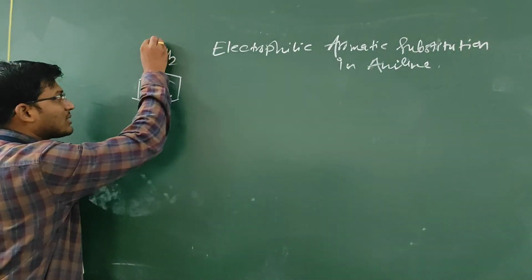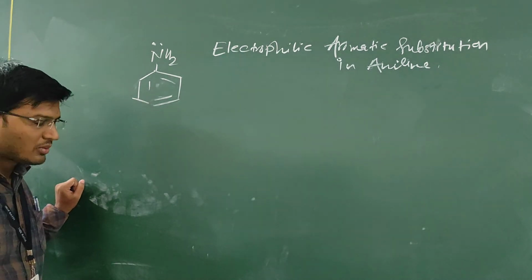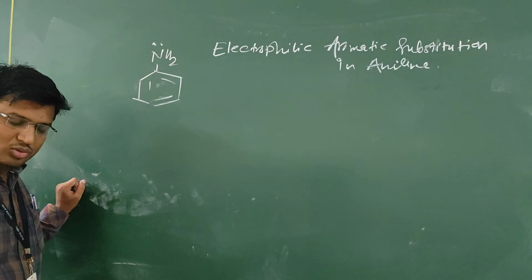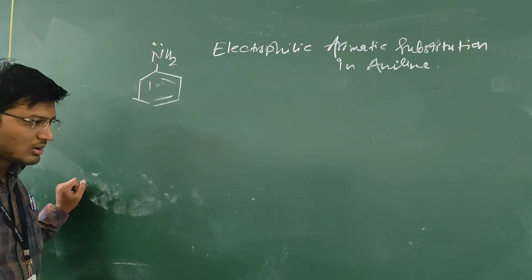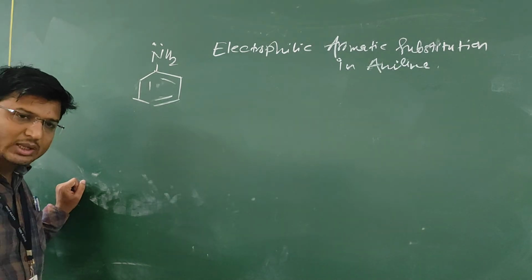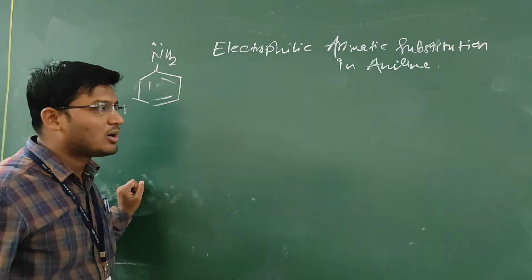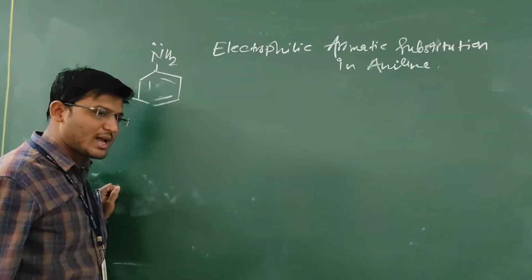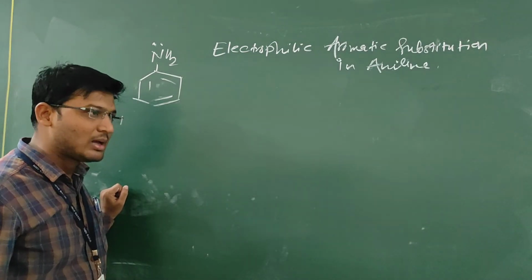As nitrogen has the lone pair, it donates the electron to the ring by plus R effect and increases the electron density at ortho and para position. It increases the electron density at ortho and para position. Therefore, NH2 is called ring activating and ortho-para directing.